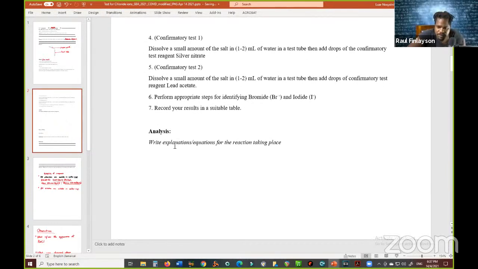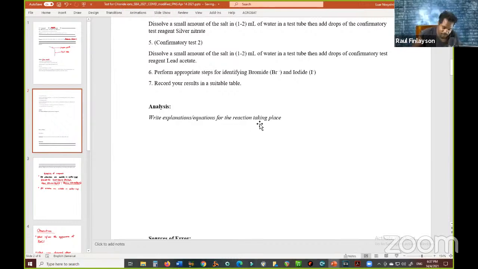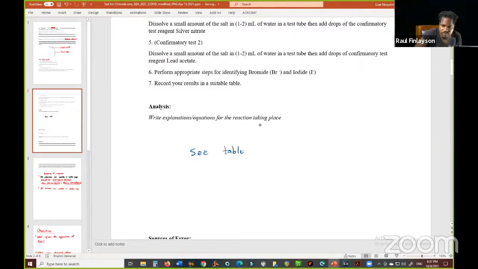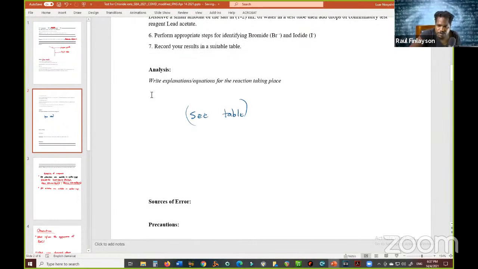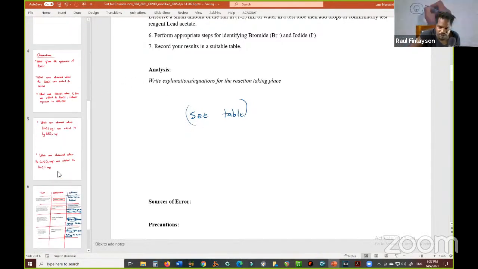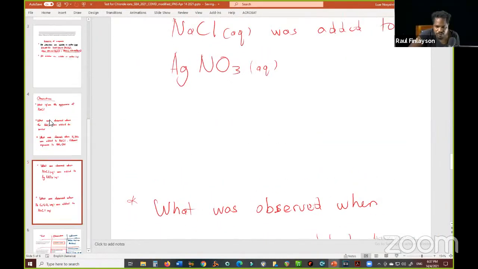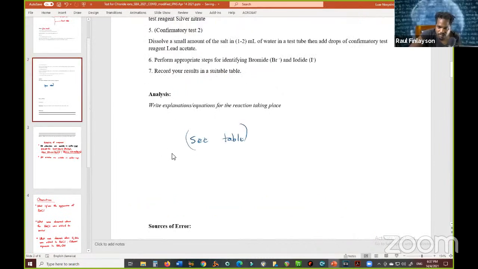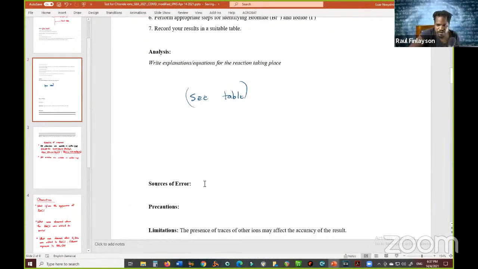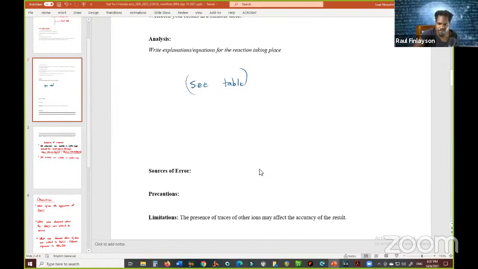Now, write explanations for reactions taking place. Again, I could just simply write: see table. Because everything is there, we don't have to go back and write this again. I put it this way because this lab could be written up in 2 formats, but the most popular format for any qualitative analysis lab is the table format like this. So once you do it this way, then you don't have to worry yourself about the regular way for the other labs.